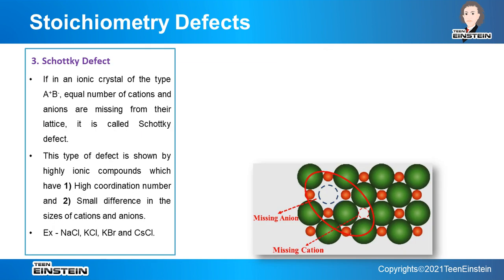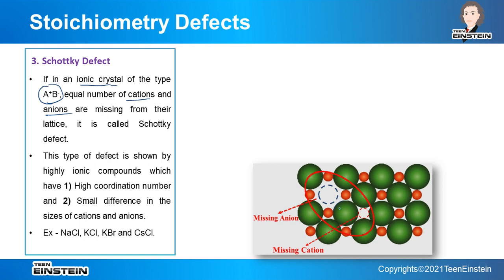Now, what is Schottky defect? Mostly when we talk about defects, these Schottky and Frenkel, these two are very common. So in Schottky defect, obviously ionic crystal, because we have just seen that this type of defect is observed for ionic solid. So suppose the ionic crystal is A plus B minus. Here equal number of cations and anions will be missing from their actual positions.